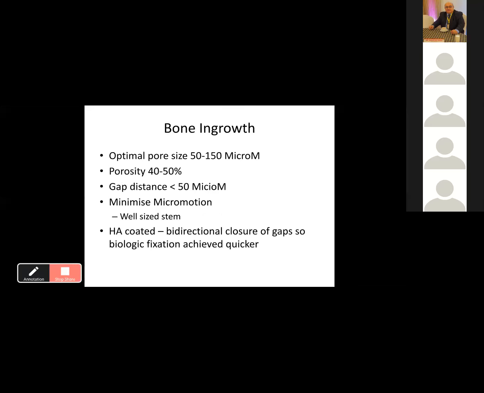So for bone ingrowth, you need your optimal pore size, which is 50 to 150 microns. Your porosity needs to be around 50%, and your gap distance has got to be less than 50 microns. And then you need to have a well-sized stem so that you minimize the micromotion, because if you get micromotion of that stem inside the canal, you're likely to get a fibrous coating, and therefore your stem will never have that bony ingrowth and on-growth. And like I say, the HA coating causes bidirectional closure of gaps, so you reach biologic fixation quicker.